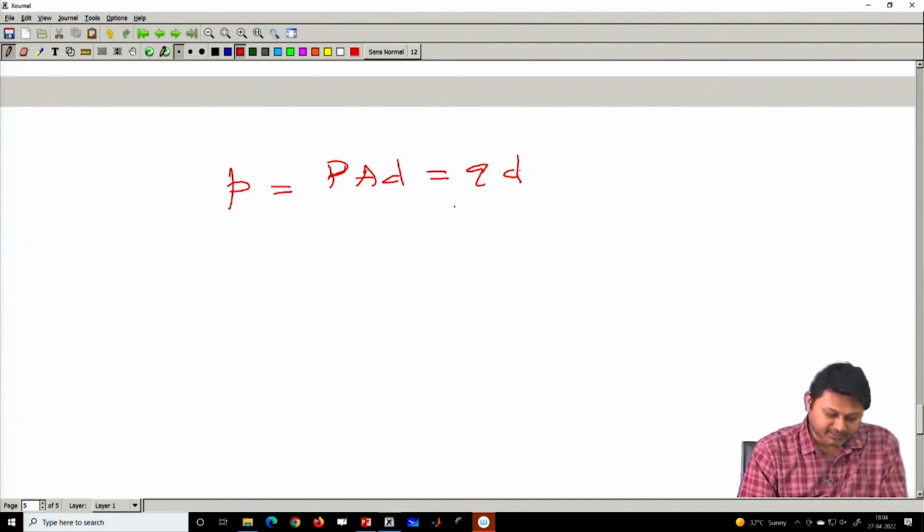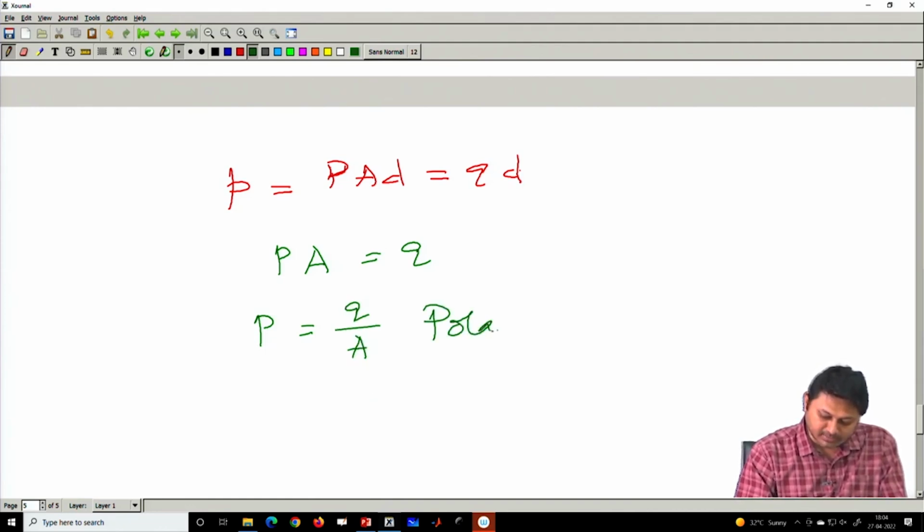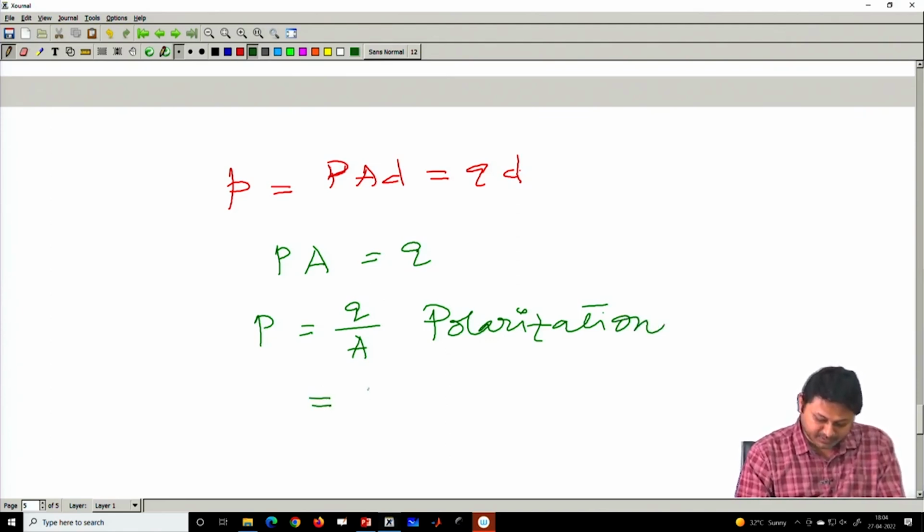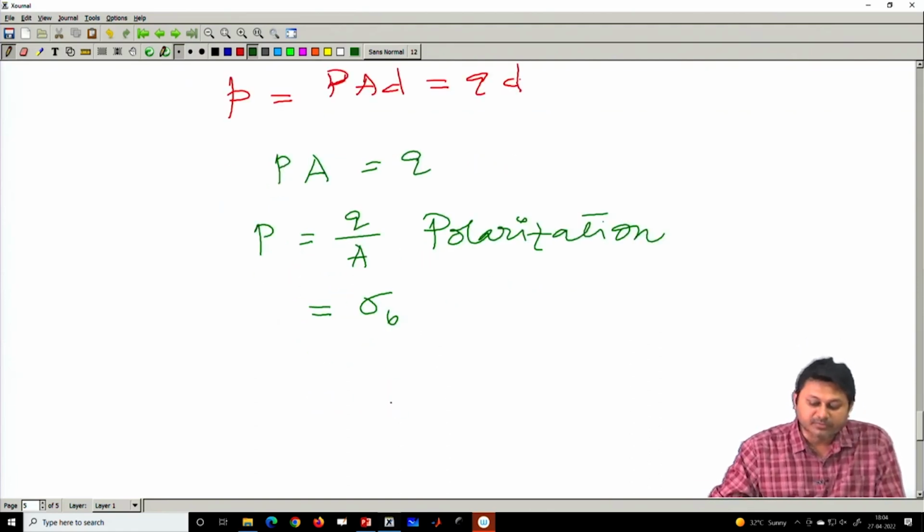And now from here we can see that P multiplied by A seems to be q, and P is q divided by A, and that is polarization, right. Q divided by A is nothing but the charge divided by surface. So, charge divided by area. So, this is the bound surface. I can have the expression of bound surface charge density.